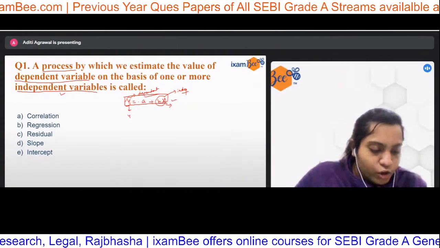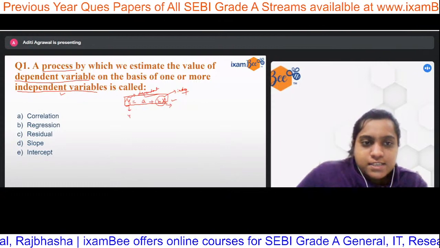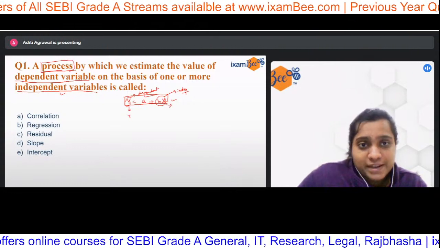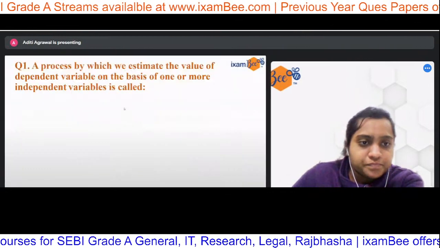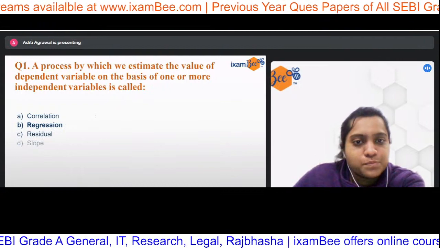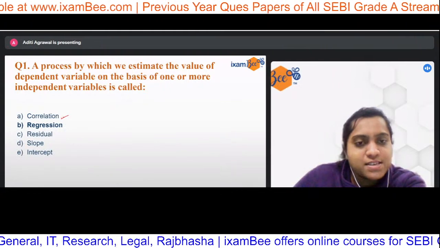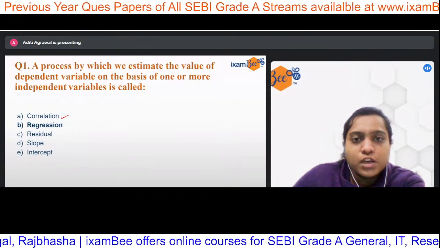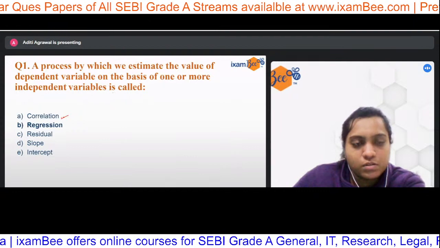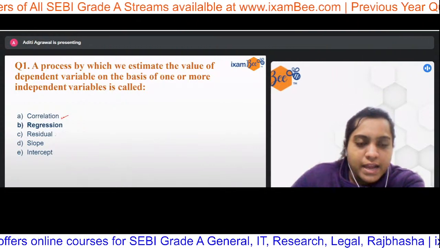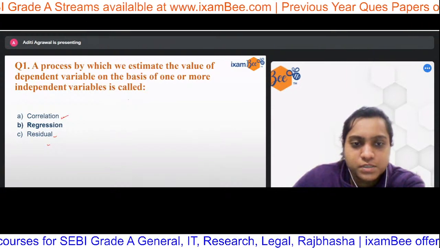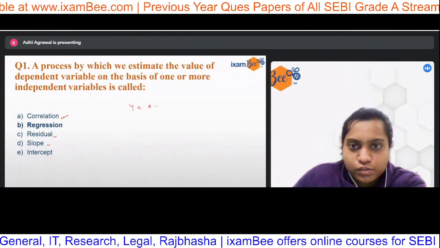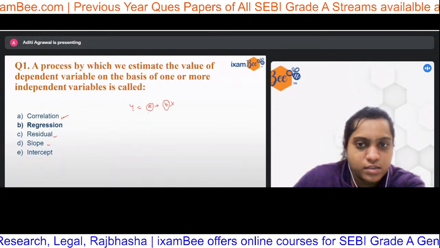Okay, good morning, everyone. So the process by which we estimate the value of the dependent variable is known as regression. Whereas correlation is a statistical measure. Residuals, slope, and intercept are terms that come up when I write y is equal to a plus bx: the slope is given by this b, and a is the intercept term.